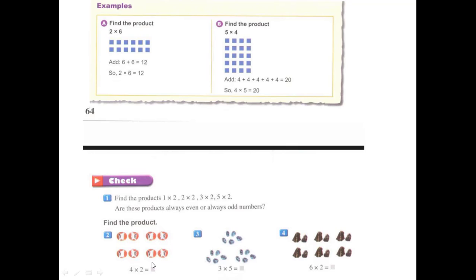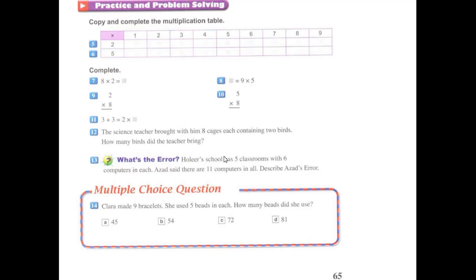Okay, 4 times 2. When you multiply any number by 2, you get double, okay? That means double 4 is equal to 8. What about 3 times 5? You have 3 groups of 5. 5, 5, 5, 5, 10, 15. 6 times 2, you have 6 groups. Every group contains 2, which is equal to 12. It's a table about multiplication with 2 and multiplication with 5.